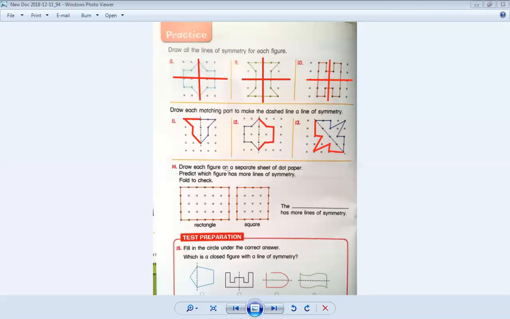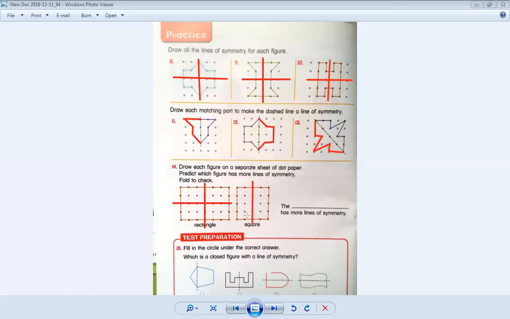Here, draw each figure on a separate sheet of dot paper. Predict which figure has more lines of symmetry. Fold to check. By the way, we will not separate it on a sheet of dot paper, but I know that this is a rectangle, this is a square. I told you how many lines of symmetry for the rectangle. We said 2. This is 1, and this is 2. So I have 2 lines of symmetry for the rectangle. What about the square? I told you I have 4.